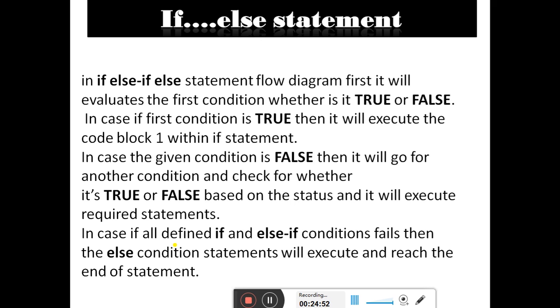If condition 2 is also returning false, then in that case it will go and check the else condition. It will directly execute the else block. In case all defined if and else if conditions are false, then it will go for the else statement, which is the default statement, and the statement block in else will get executed.